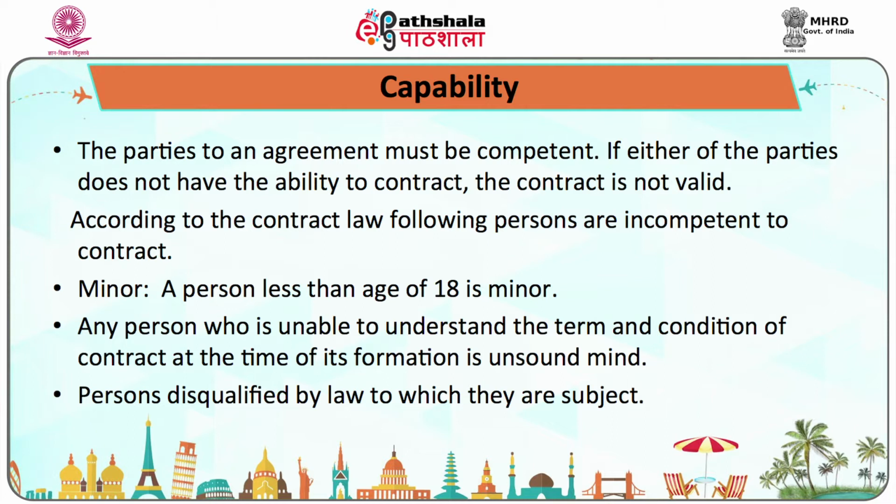According to contract law, the following persons are incompetent to contract. A minor, who is a person less than the age of 18 years. Any person who is unable to understand the terms and conditions of the contract at the time of its formation, that is, a person of unsound mind. And a person disqualified by law to which they are subject.